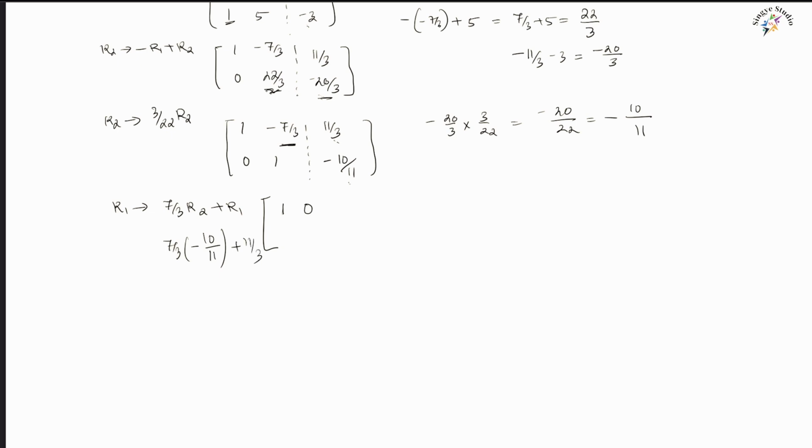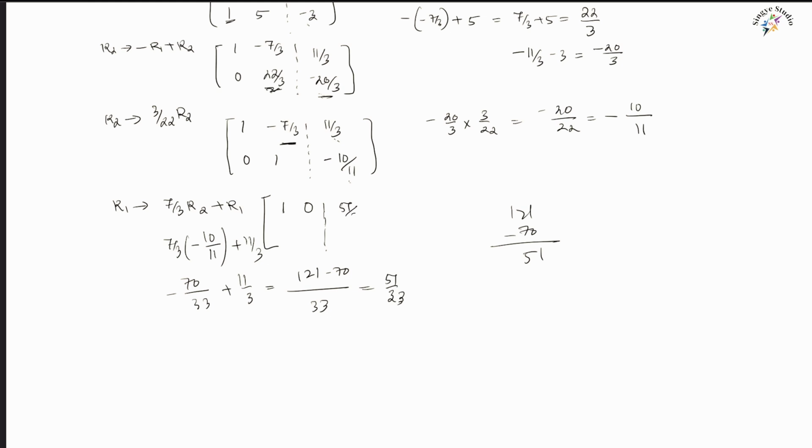So I will get negative 70 by 33 plus 11 by 3, with the common denominator 33, so 3 times 11. So 11 times 11 is 121 minus 70 upon 33. 121 minus 70 is 51, right? So I will get 51 upon 33. So here it is 51 upon 33, and 0, 1, negative 10 by 11.